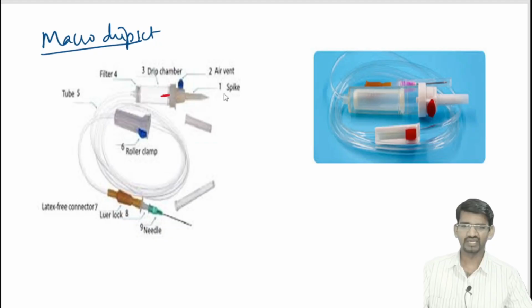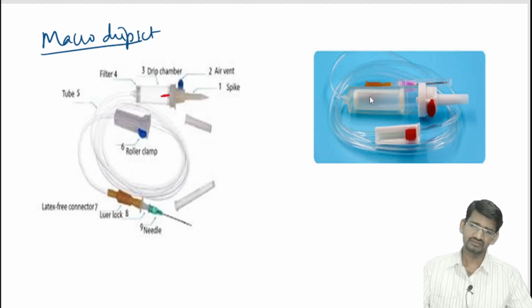It has a spike. Through this spike we prick the bottle for the attachment. Then the air vent will be there. This is the drip chamber, and a filter will be there, and tubing, and there is a roller clamp by which we adjust the flow rate. And this is a latex free rubber connector, so we can use it for giving injections as well. And there is a lever lock. This will be attached to the cannula, and this is a needle. So this is a drip set.